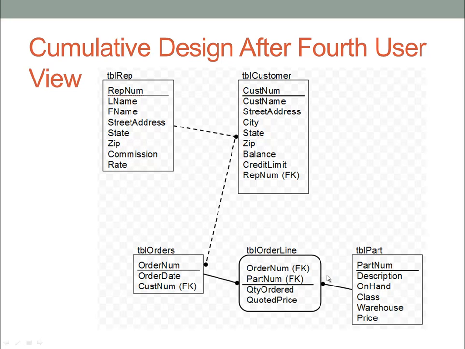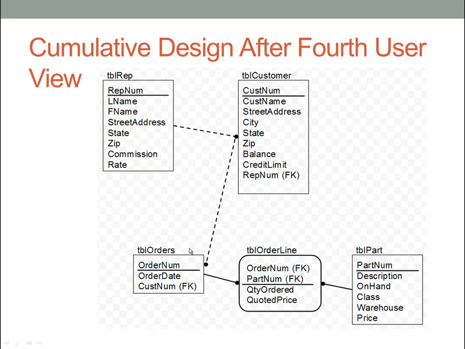Notice that my order line table is represented by a rectangle with rounded corners. This particular shape identifies that that table can be identified only through relationships to other entities. And notice now that I have solid lines down here rather than dashed lines. Again, they indicate an identifying relationship.